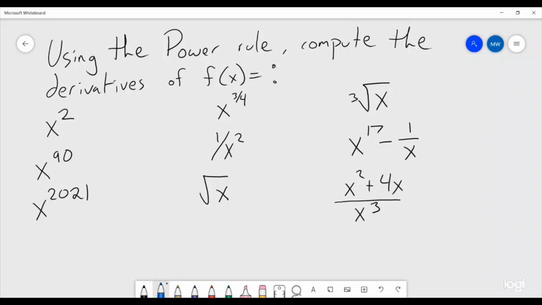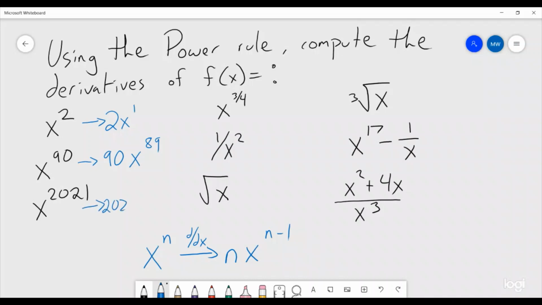Okay, so the power rule says that we first just bring the power down to the front. So if it's x to the n, when we take the derivative, it becomes n x to the n minus 1. So x squared becomes 2x to the 1, x to the 90 becomes 90 x to the 89, and x to the 2021 becomes 2021 x to the 2020.